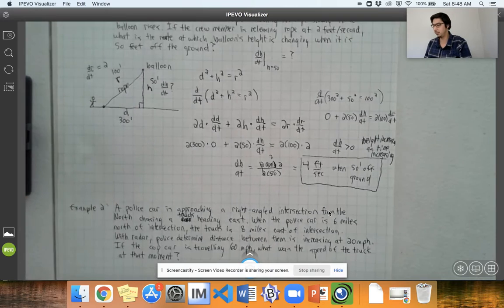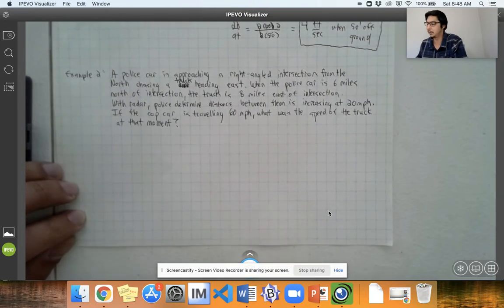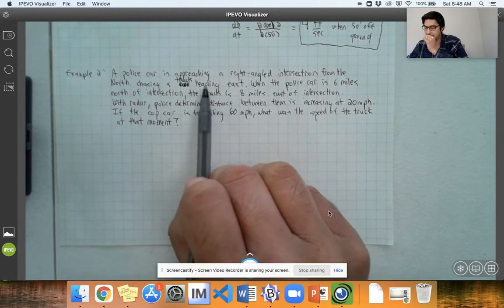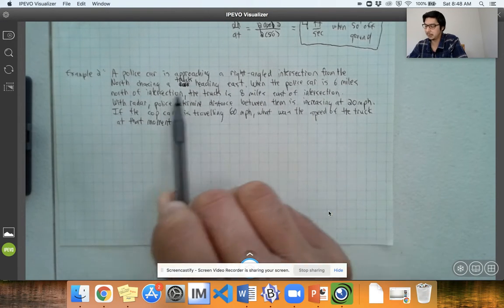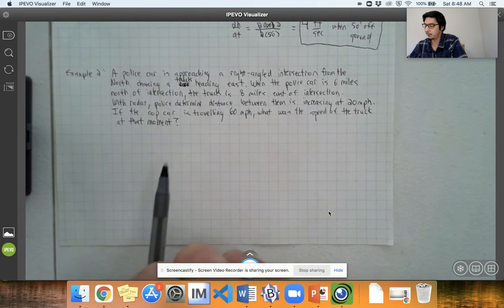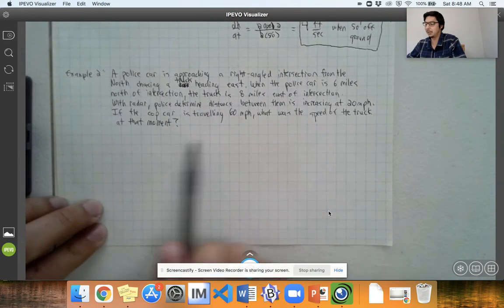Let's look at one more example, and hopefully this clears it up. So something a little bit different. A police car is approaching a right-angled intersection from the north, chasing a truck heading east. When the police car is 6 miles north of the intersection, the truck is 8 miles east of the intersection. With radar, the police determine the distance between them is increasing at 20 miles an hour. If the cop car is traveling 60 miles an hour, what was the speed of the truck at that moment?